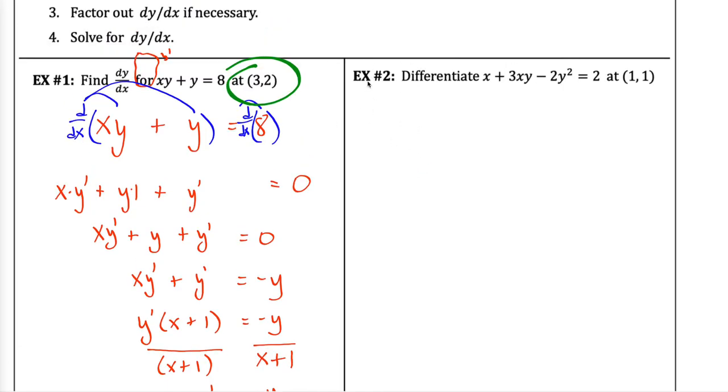Okay, so I am going to take d dx of everything. Doesn't really matter how you write it out. I'm just taking the derivative of the whole thing. So first term, derivative of x is 1. Okay, now I'm going to take the derivative of 3xy.